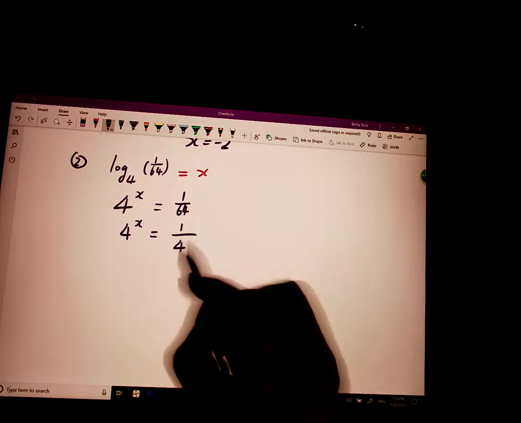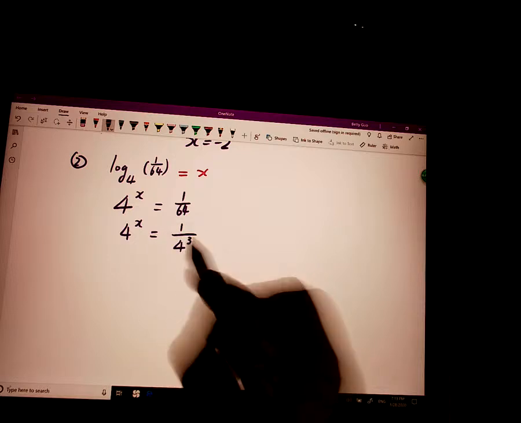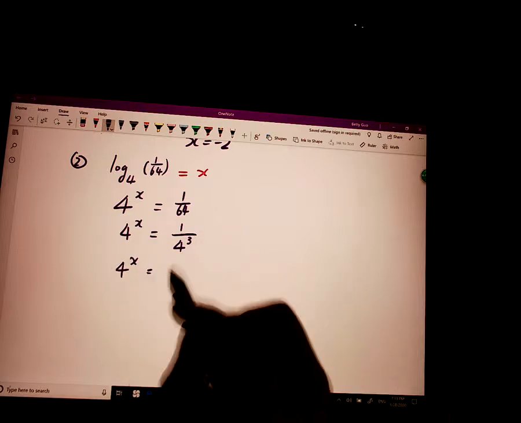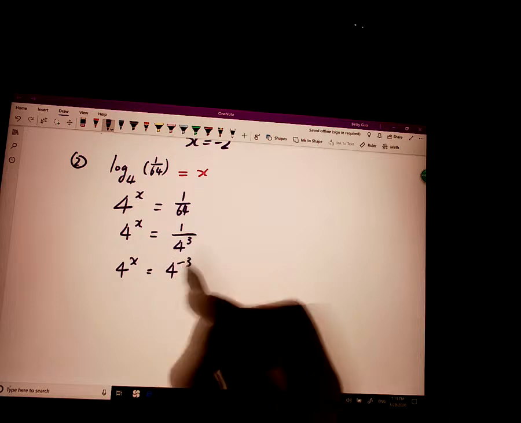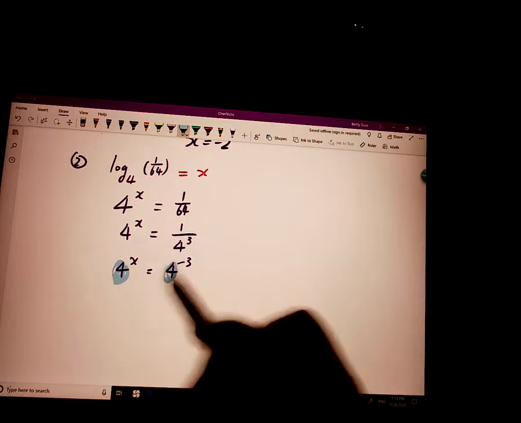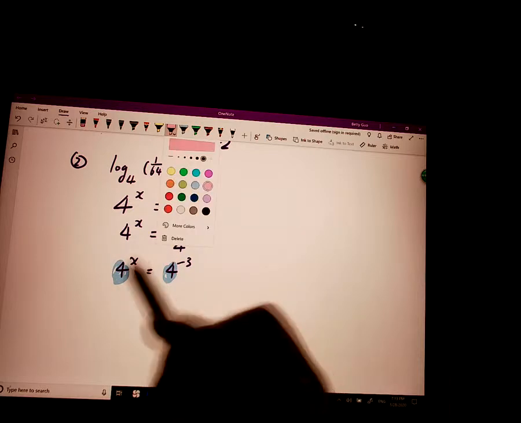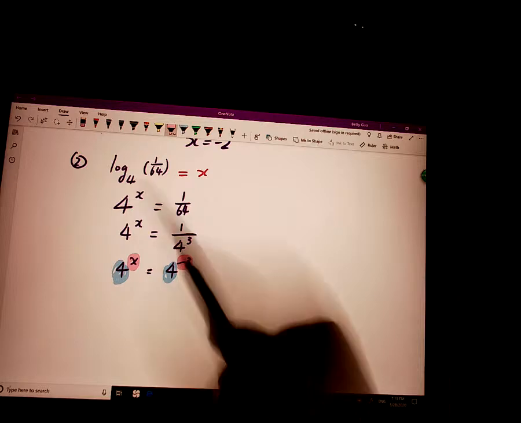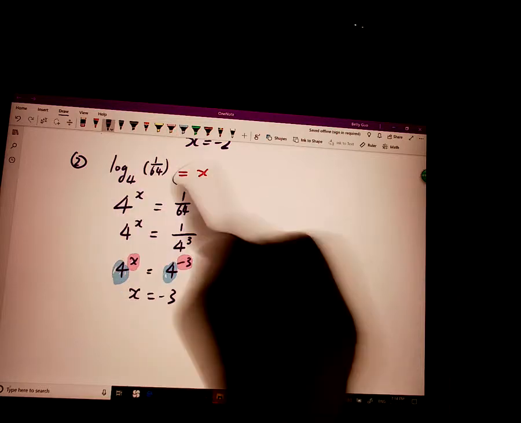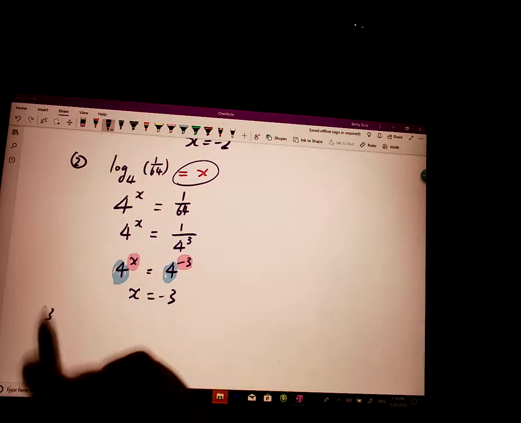64 is 4 to the power of 3, right? So on the right hand side, we actually have 4 to the power of negative 3. They have the same base, so they should have the same exponent. That gives us x equals negative 3. Okay, x equals negative 3.